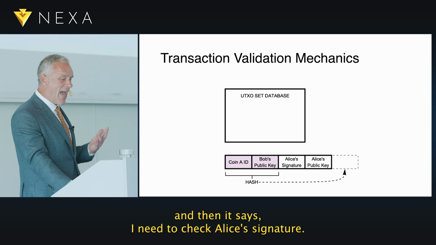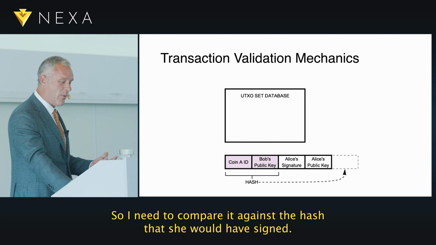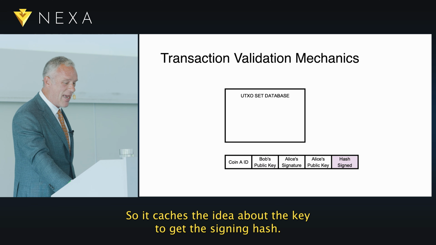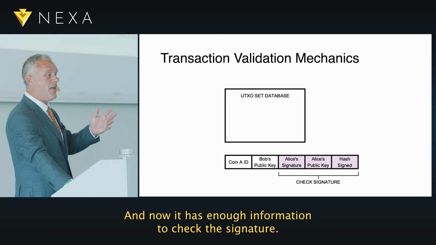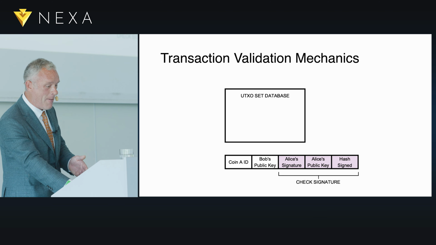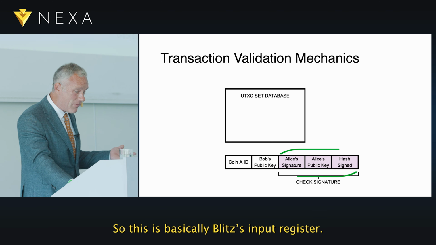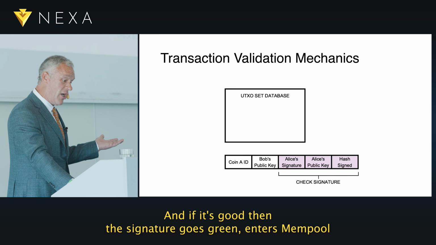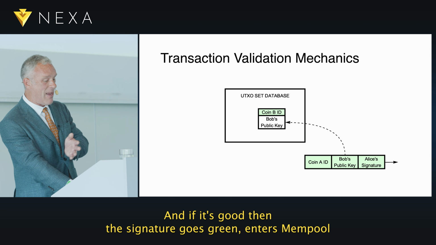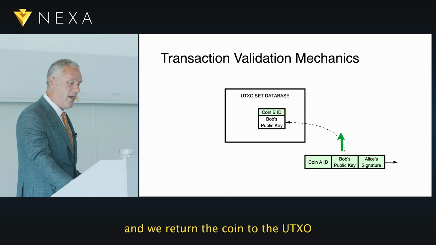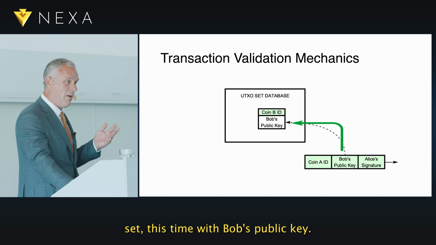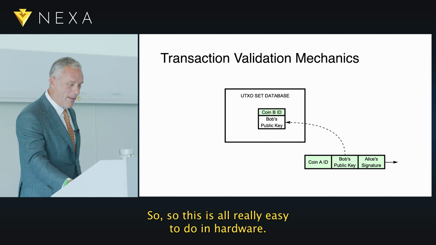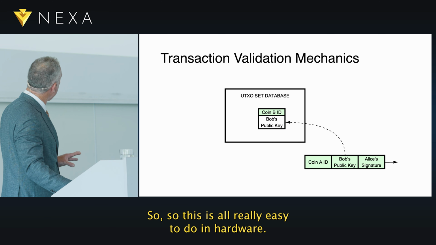It appends it to the transaction. And then it says, well, I need to check Alice's signature, so I need to compare it against the hash that she would have signed. So it hashes the ID of Bob's public key to get the signing hash. And now it has enough information to check the signature. So this is basically Blitz's input register. So we just write this to Blitz, get the pass-fail result back. And if it's good, then the signature goes green, enters mempool, and we return the coin to the UTXO set, this time with Bob's public key and a new coin ID, obviously. So this is all really easy to do in hardware.